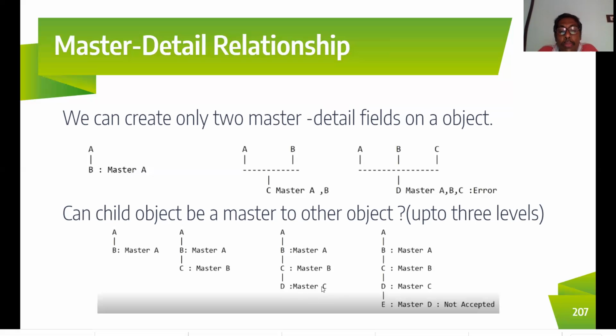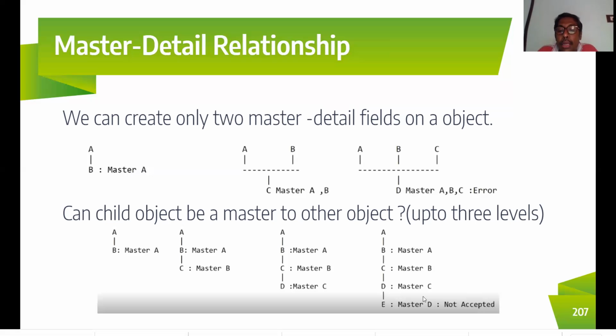Now D is going to be the child record. So in that case, only these three levels are possible. Whereas coming to here, see, now A, B, C, D, and E are there. Now A is going to be the master to B. B is going to be master to C. C is going to be master to D. D is trying to become a master to E, but it is not possible because only three levels are possible here. Right? So it is not accepted.